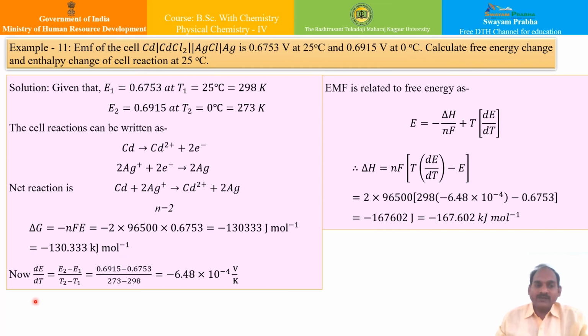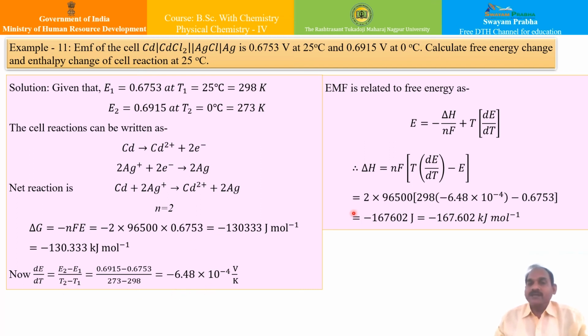Okay. Now I can find out dE by dt, that is the temperature coefficient, for these two EMFs at two temperatures. dE by dt can be written as E2 minus E1 upon T2 minus T1 very easily. So if I substitute over here, it is 0.6915 minus 0.6753 upon 273 minus 298. So it gives me minus 6.48 into 10 to the power minus 4 volts per Kelvin. So I can get this temperature coefficient in this fashion. We discussed this part in a numerical two problems back, and this is what I wanted to convey, that dE by dt can be calculated using such kind of data as well.